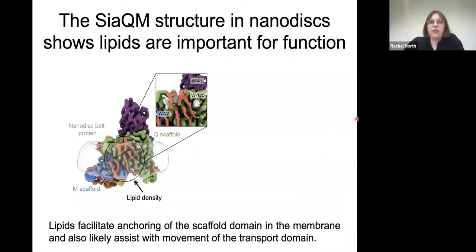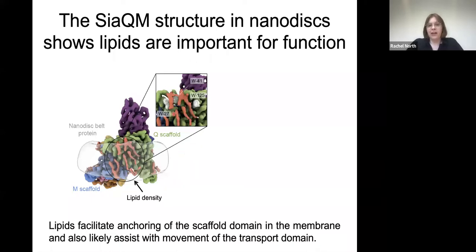Cool. So the structure that I've been talking to you about, as I mentioned, was solved using Amphipol. And we recently solved another structure of SiaQM, the SiaQM TRAP transporter from Photobacterium profundum, but this time we solved it in nanodiscs. And this showed us that lipids are likely very important for function. So we solved the structure to a similar resolution of about 3 angstroms. And over here in red, we see some lipid density bound at the scaffold domain of the membrane transporter.